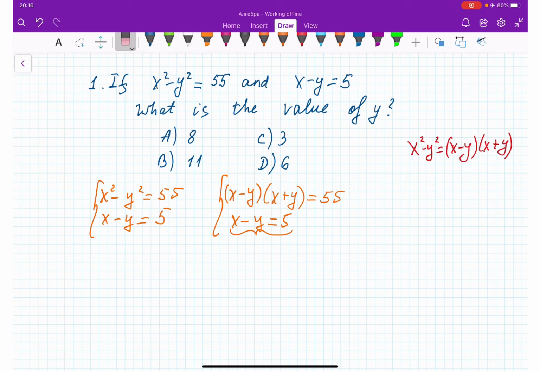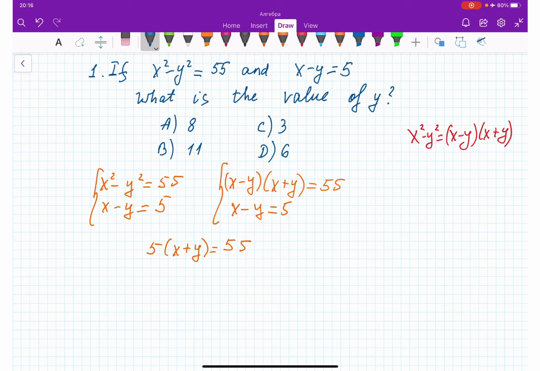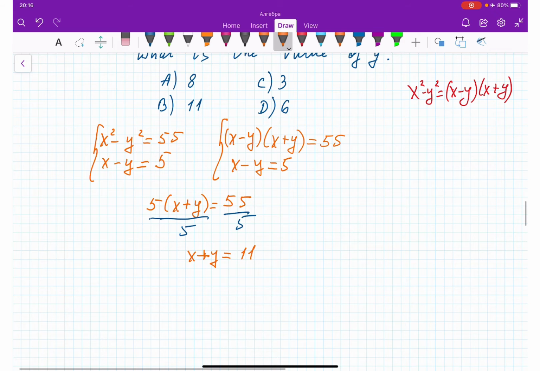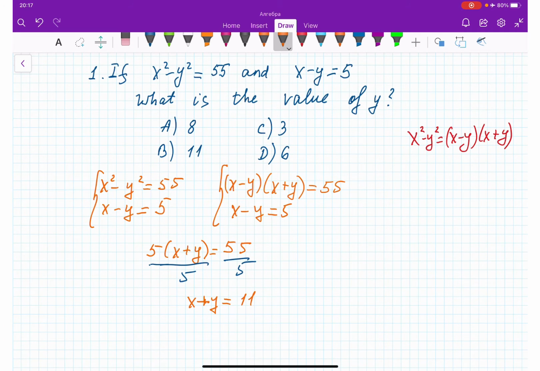So what is it going to be? It's going to be 5 times x plus y is equal to 55. Yes? And from here, if I divide by 5 both sides, I'm going to get x plus y is equal to 11. Yes? Okay. So from here I am creating a new system of equations, which is going to be x plus y equal to 11. And I'm taking this one, x minus y is equal to 5.